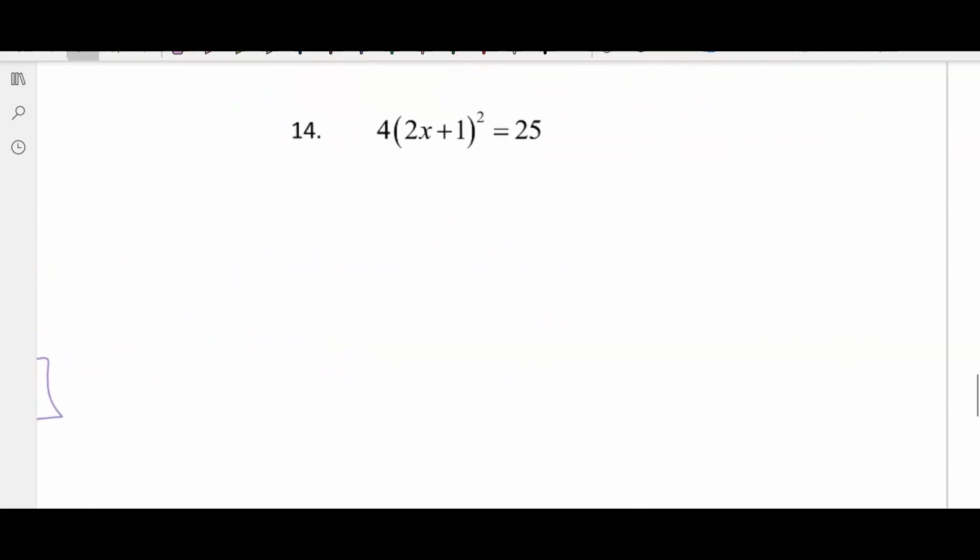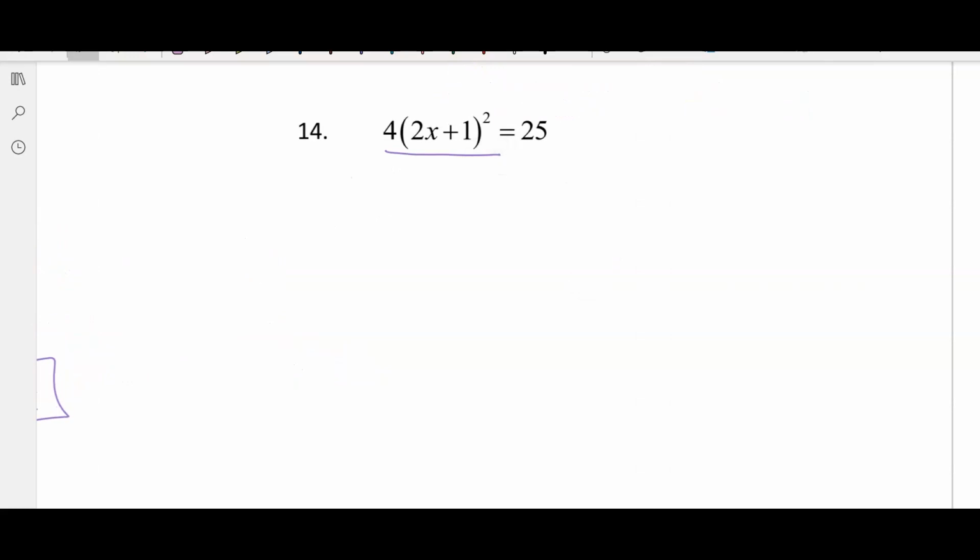Next, over here in this one, I'm going to do the same thing. I'm going to divide by 4. Those cancel. We're going to get 2x plus 1 squared equals 25 over 4. Now I'm going to go ahead and get rid of this radical. So I'm going to take the square root of both sides here. That cancels out the squared. We are left with 2x plus 1 equals plus or minus 5 over 2 because those are both perfect squares.